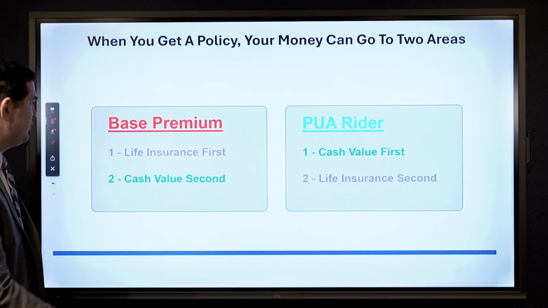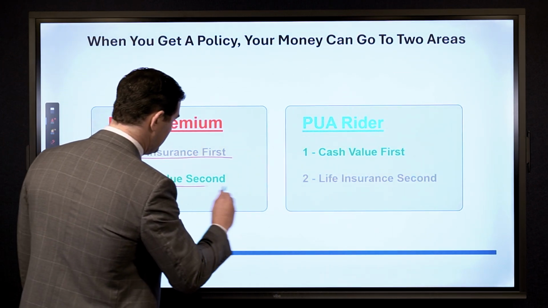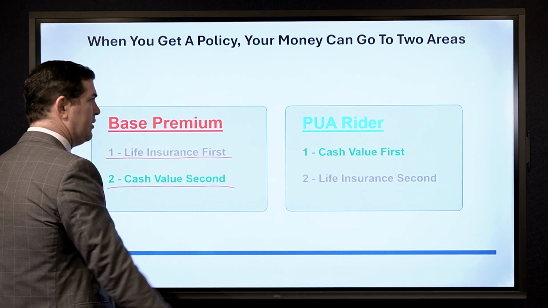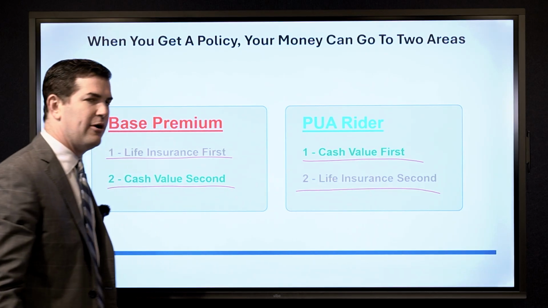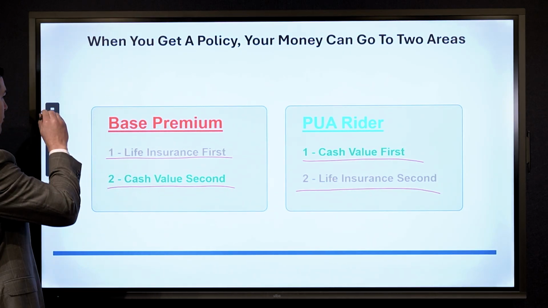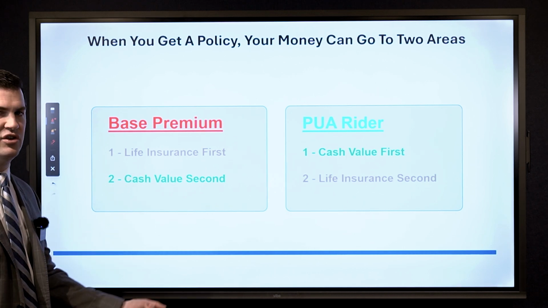Base premium dollars: first, prioritize life insurance. Secondly, prioritize cash value. PUA dollars: first, prioritize cash value, and life insurance is second. That is how most people we work with approach it. When you look at how corporations take out cash value life insurance, it is this approach.